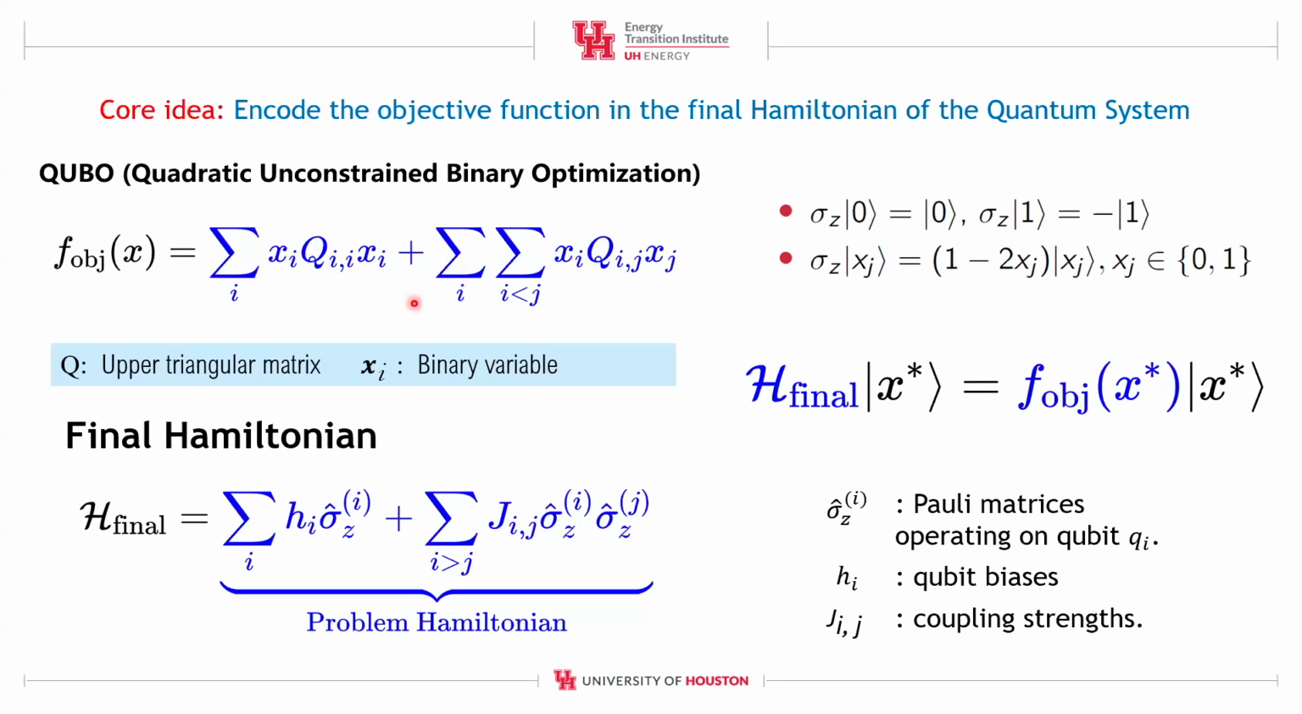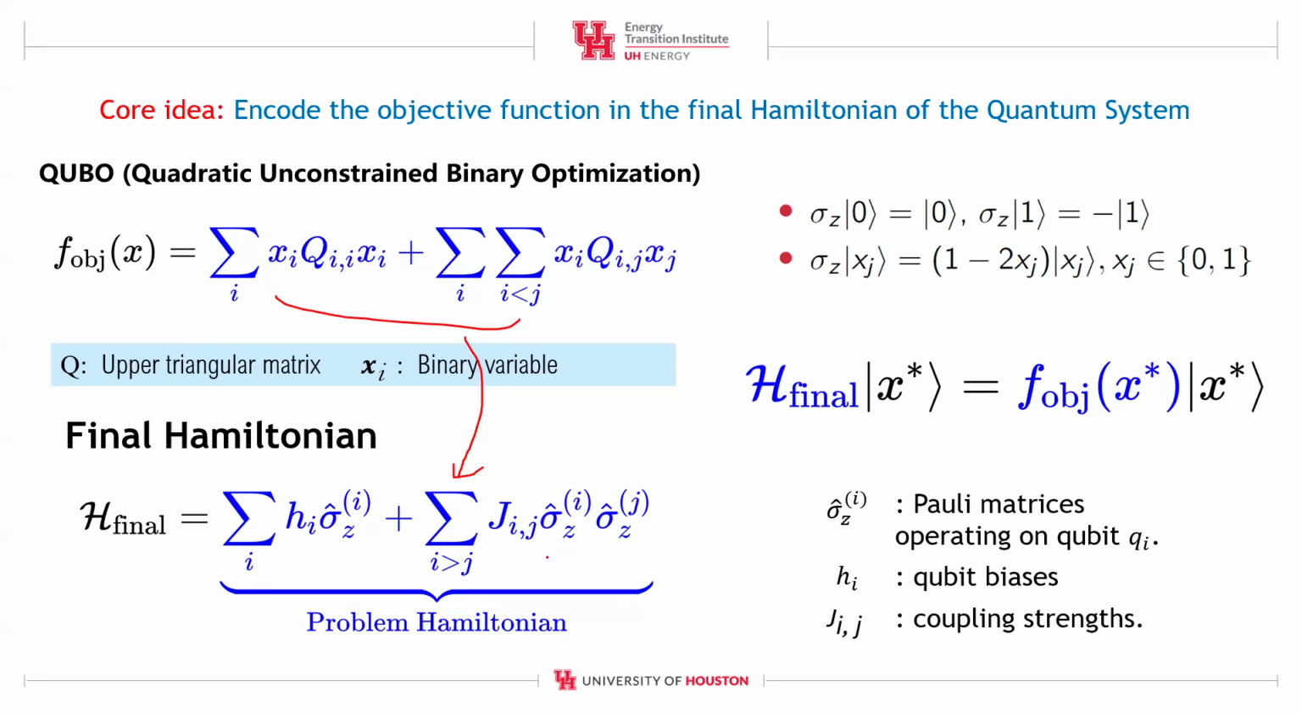Mathematically, if we look at this blue part of the objective function, we can map it to the blue part here in the final Hamiltonian. So this is the problem Hamiltonian. How do we map this formula to the problem Hamiltonian, H final?